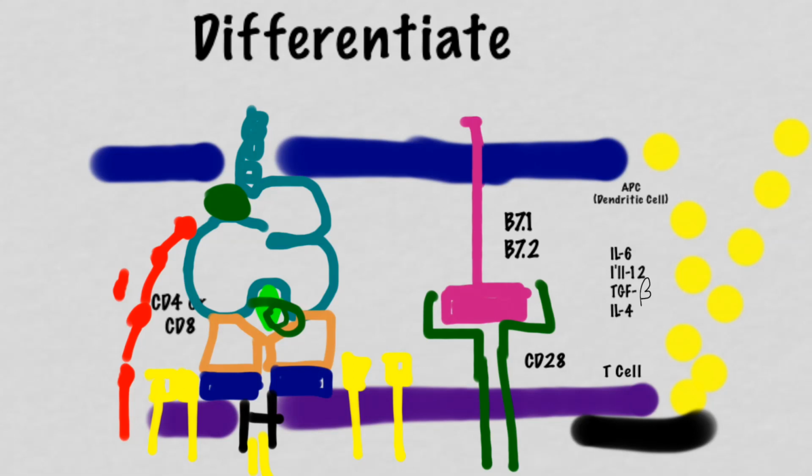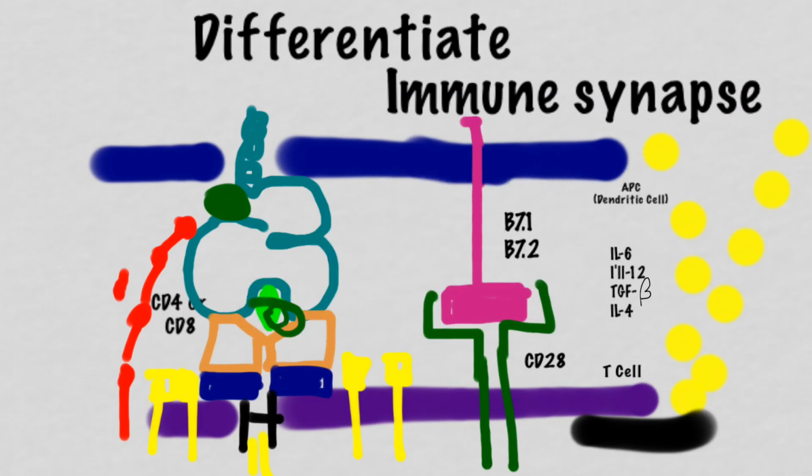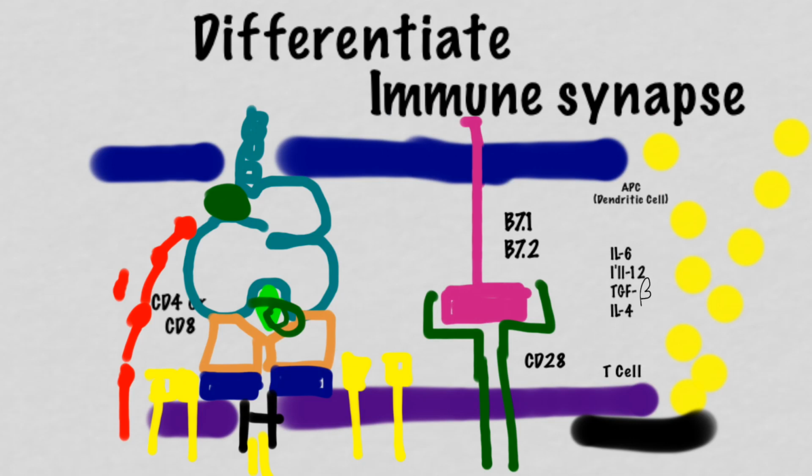The junction between the antigen-presenting cell and the T cell, and this space in between with all of the various receptor-ligand interactions, is referred to as the immune synapse. The immune synapse, just like your neuronal synapse that you just learned about in your neuro studies, is really just the border between the two cells where the cells are able to communicate.